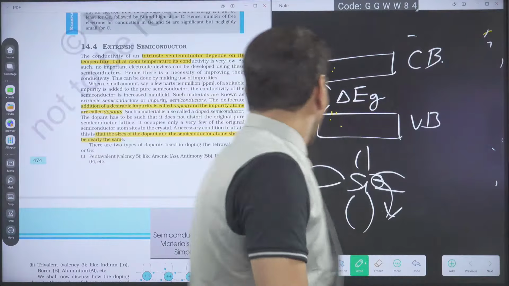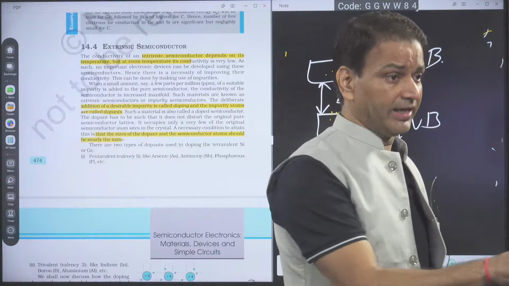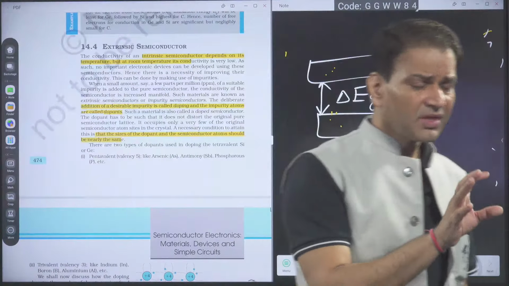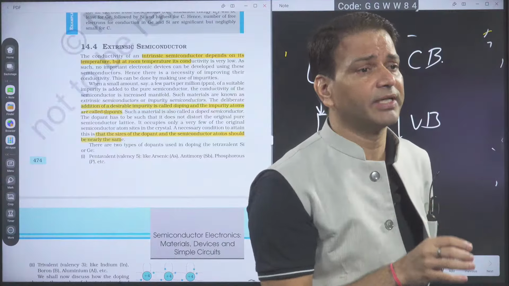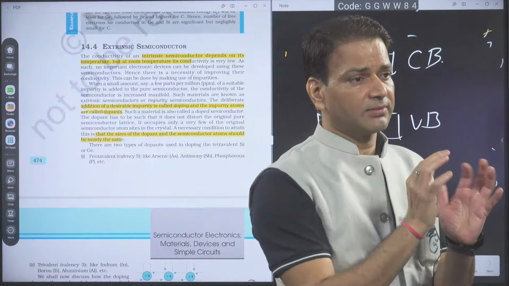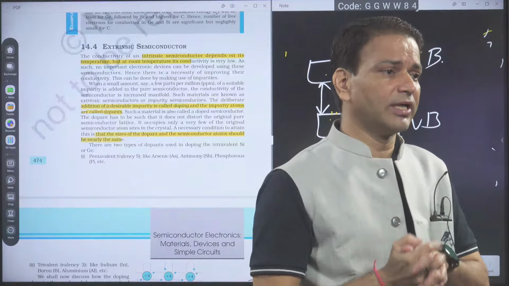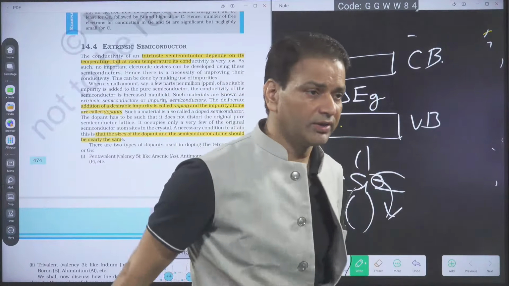But for the doping, two things we have to take care of. One, the size of the dopant must be equal or comparable to the size of the semiconductor atom. Otherwise, suppose the dopant size is very large, it will disturb the whole crystal structure. So that's why dopant size and the semiconductor atom size must be equal. One thing.